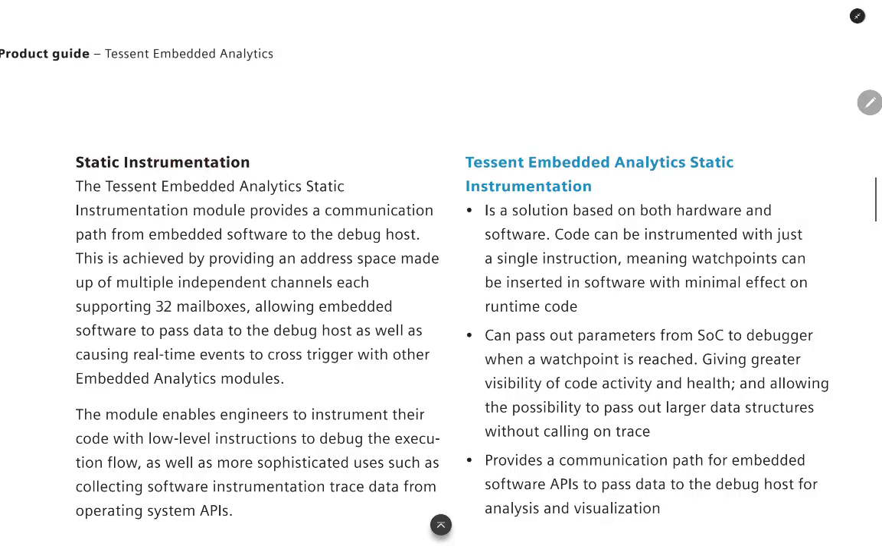Static instrumentation. The Tessent embedded analytics static instrumentation module provides a communication path from embedded software to the debug host. This is achieved by providing an address space made up of multiple independent channels, each supporting 32 mailboxes, allowing embedded software to pass data to the debug host as well as causing a real-time event for cross-triggering with other embedded analytics modules.